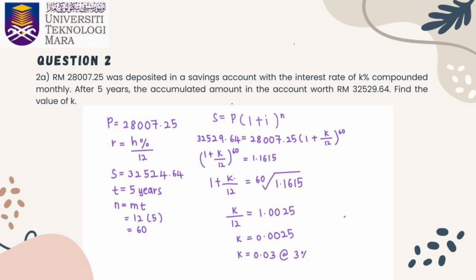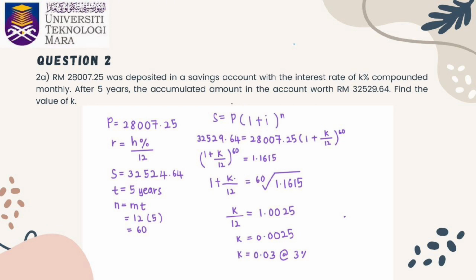We can use the formula S equals P times (1 plus i) to the power of n. So we can just key in the information into the formula. S is 32,529.64 equals P, which is 28,007.25, in the bracket 1 plus k% divided by 12, to the power of 60.